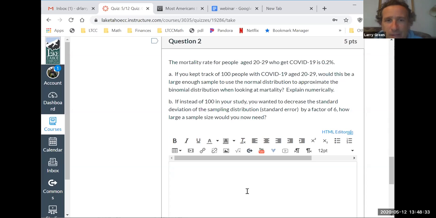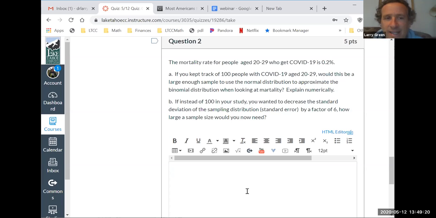Okay, so the mortality rate for people age 20 to 29 who get COVID-19 is 0.2%. That's the latest data that I was able to find when I wrote the quiz, 5 days ago, Thursday. It's a very small mortality rate. Almost all of them have immune deficiency issues. But there is a mortality rate. People do die, just not very many of that age group. So if you keep track of 100 people with COVID-19 age 20 to 29, would this be a large enough sample size to use a normal distribution to approximate the binomial distribution when looking at mortality? Explain numerically.